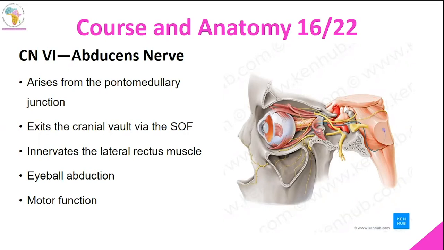So it is responsible for innervating the lateral rectus muscle, meaning that a palsy of the abducens nerve will result in the patient presenting with an eyeball that has a medial strabismus, meaning that the eyeball deviates or deflects towards the medial aspect of the face. So it is responsible for eyeball abduction, meaning it is responsible for deviating or deflecting the eyeball from the midline, and it has specifically a motor function.